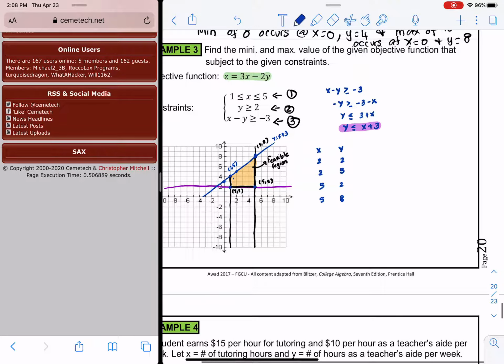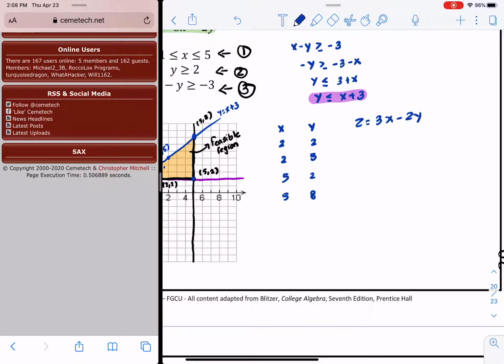The objective function is 3x minus 2y. So I'm just going to plug in the values. 3 times 2 minus 2 times 2. 6 minus 4, we get 2. 3 times 2 minus 2 times 5. 6 minus 10, we get negative 4. 3 times 5 minus 2 times 2, we get 11. 3 times 5 minus 2 times 8, we get 15 minus 16, we get negative 1.